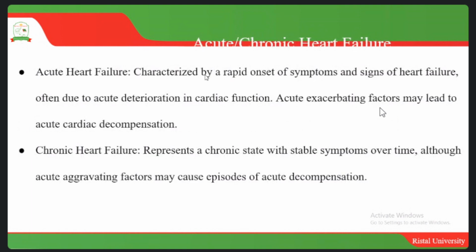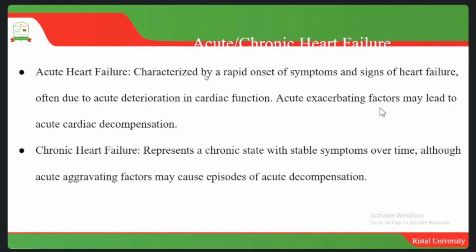Then acute or chronic heart failure. Acute, we very well know, is a condition that occurs suddenly and is very progressive. The chronic one can start earlier and goes slowly, and by progressing slowly, it also causes more effects and damage to the heart. So we have acute and chronic. Acute is something that happens suddenly. Chronic has been there for some time and keeps progressing.